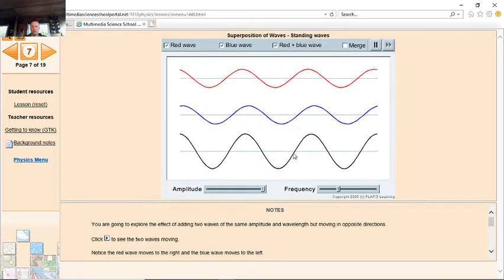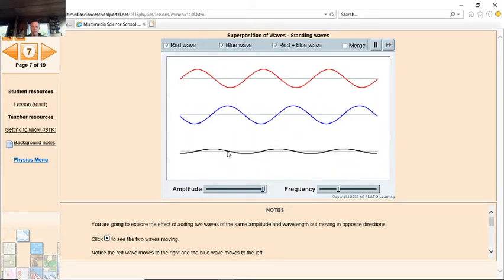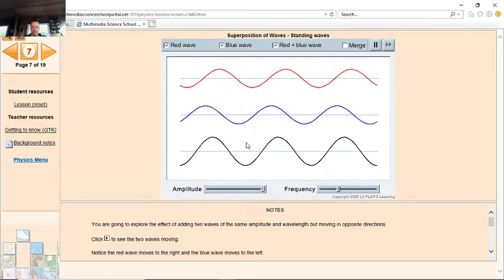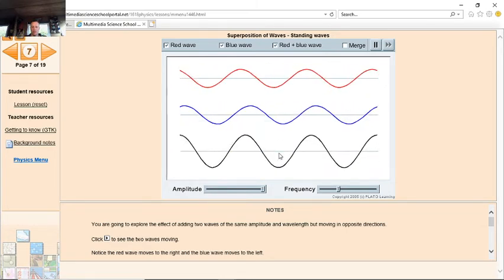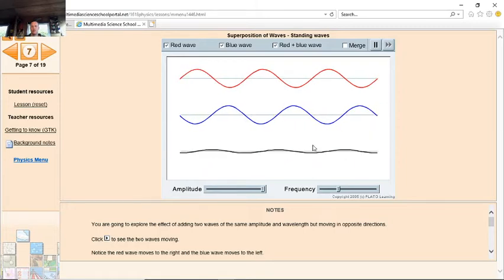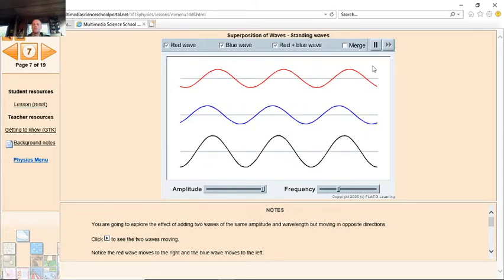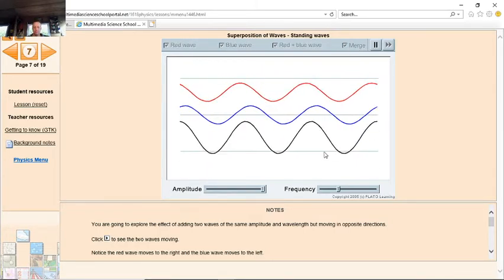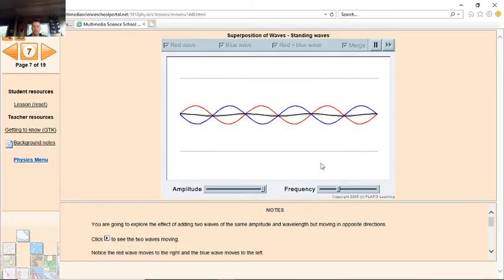So there's a node, here's a node, there's a node, antinode here, antinode there, antinode there, and antinode here. Now, why this forms, well, it's quite straightforward, really.